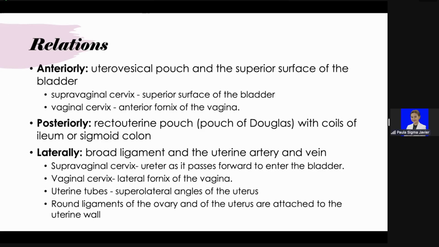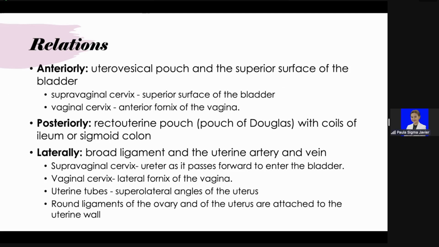Anteriorly, we have the uterovesical pouch, which is a reflection of your peritoneum and the superior surface of the bladder. So the supravaginal cervix, kasi diba we have two parts, the supravaginal cervix is related to the superior surface of the bladder, while the vaginal cervix is related to the anterior fornix of the vagina. Which makes sense, diba? Kasi the cervix pierces the vagina and the vaginal part is inside the cavity of the vagina already. So it is related to the anterior fornix.